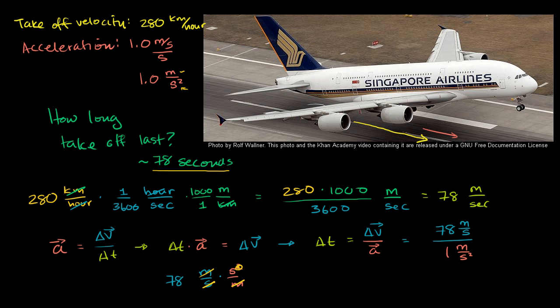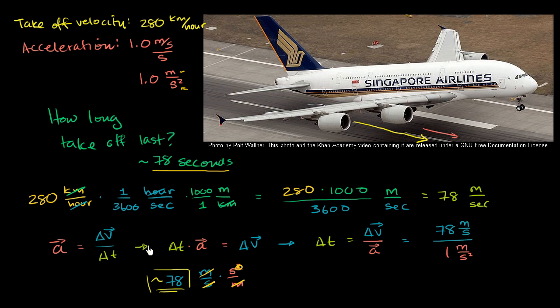In the last video, we figured out that given a takeoff velocity of 280 kilometers per hour, and if we have a positive value for any of these vectors, we assume it's in the forward direction for the runway. Given this takeoff velocity and a constant acceleration of 1 meter per second squared, we figured out that it would take an Airbus A380 about 78 seconds to take off.